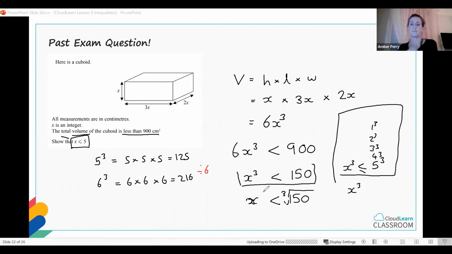Okay. So I hope that's made sense at the end there. Probably the easiest way to do it is just to say that x is less than the cube root of 150, which isn't a whole number.